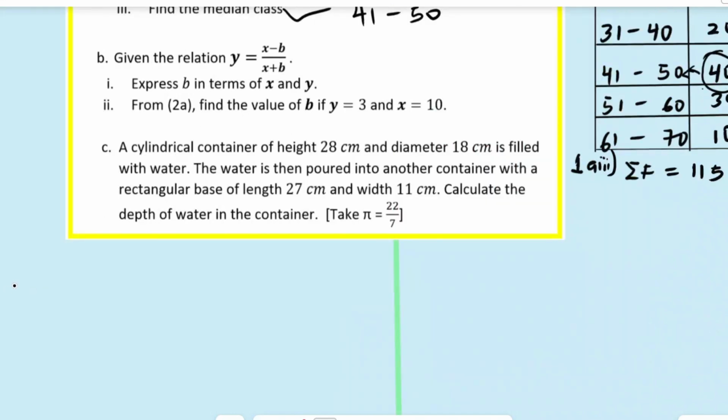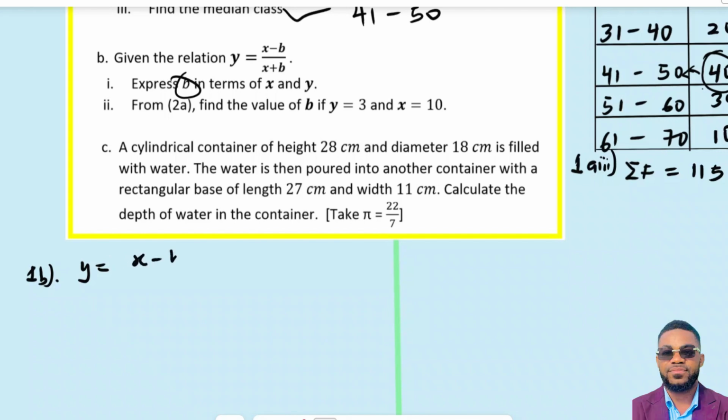Get the 1B here. That is question 1B. So 1B, I. And this is a preamble. Given the relation y equal to x minus b all over x plus b, we have to express b in terms of x and y. So expressing b in terms of x and y means we have to make b the subject. So the relation is y equal to x minus b all over x plus b. So we're going to make b the subject.